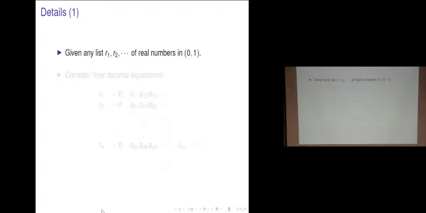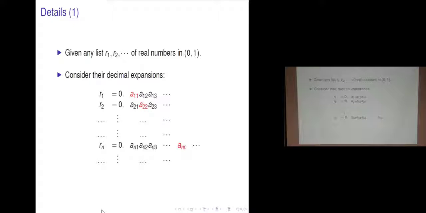So how do I do this? Let's assume you have your wonderful candidates R1, R2, and so on. This is your list of the numbers in the interval. I want to show you that you miss some point. This argument is called the diagonal argument because I can draw a picture like this. The real proof will continue on the next slide.